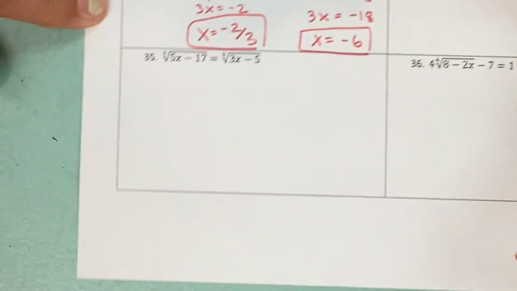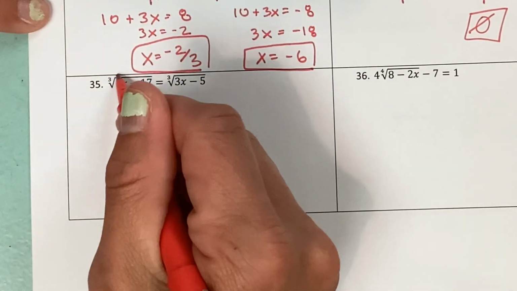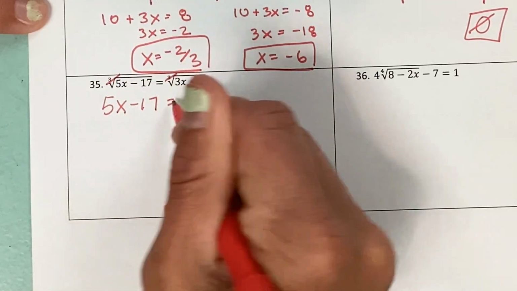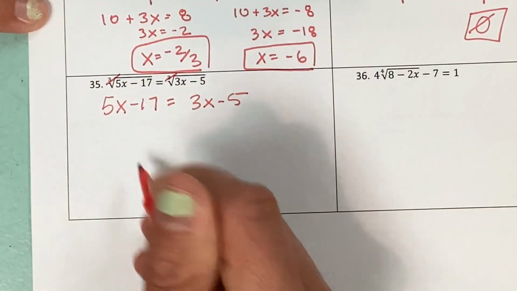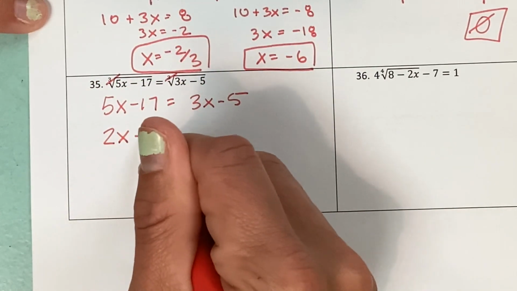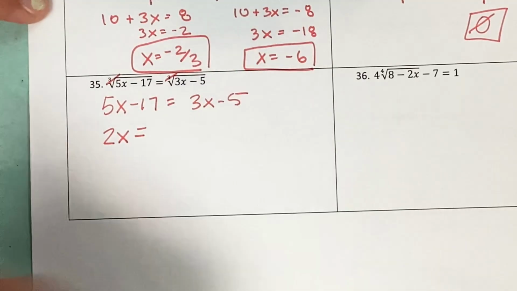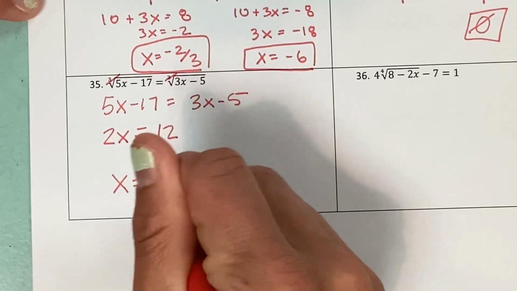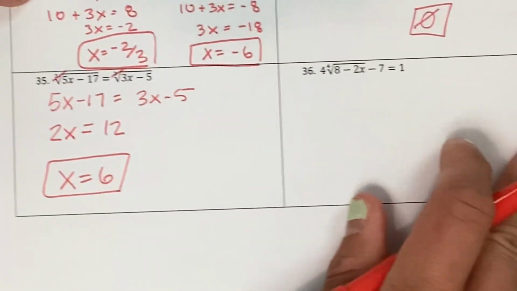All right, over here now we have the radicals. So these radicals are just going to cancel when you cube both sides, and you're left with a linear. All right, minus 3x, and then I'm going to add the 17 over, which is going to give you 12. So x is going to equal 6.